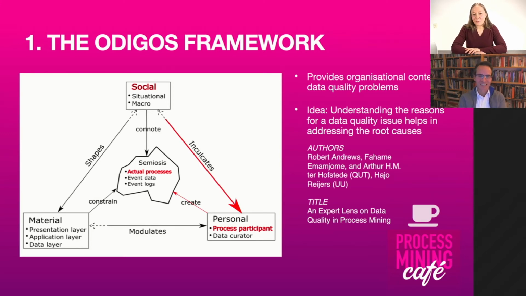Just to make it a little bit more concrete. So, for example, the social sphere, that's more or less the organizational context, but also culture, everything that's influencing the person who's performing the process. So here, the process participant, that's an example where the process participant is causing a data quality problem by behaving in a different way in the process.